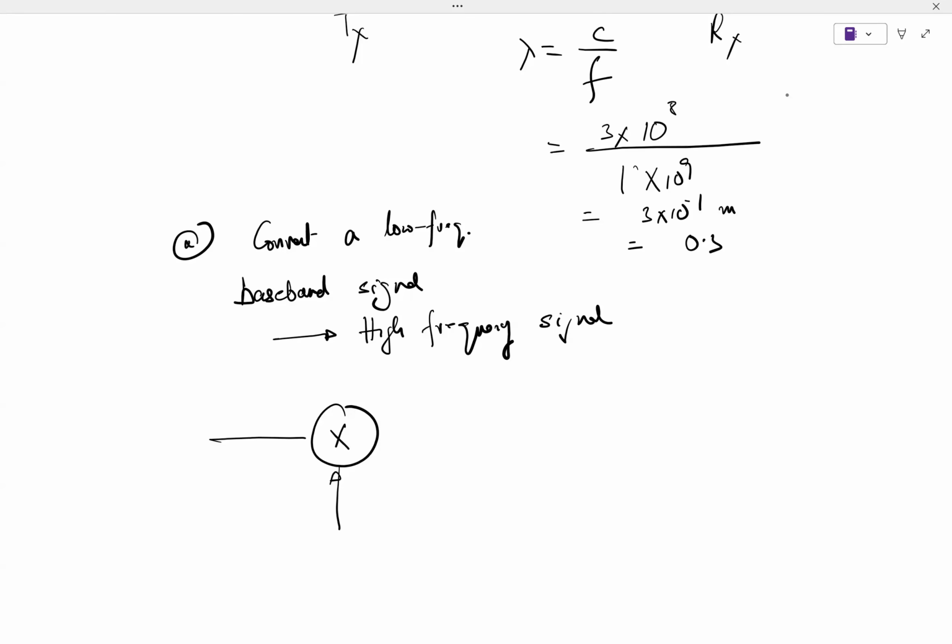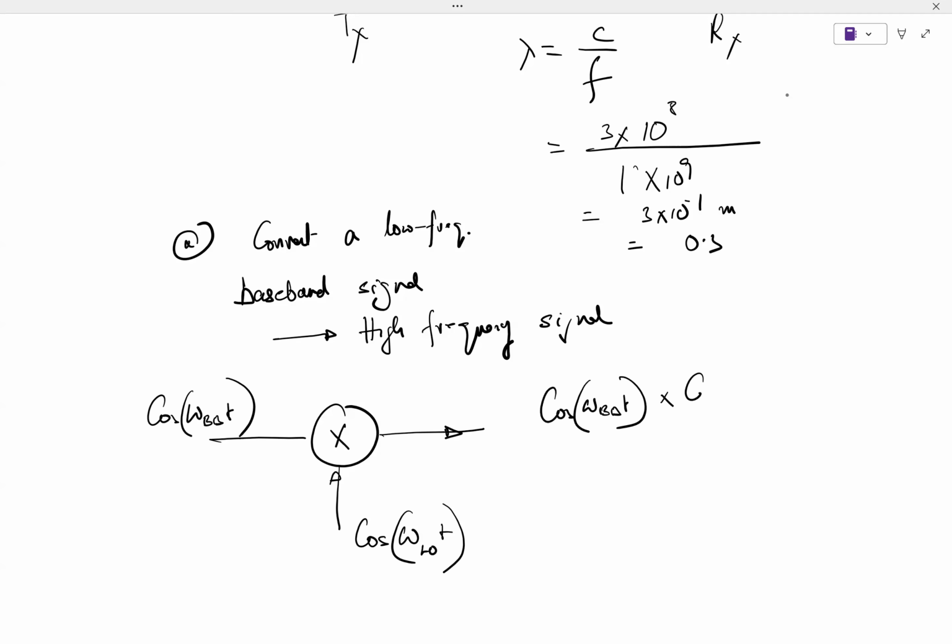multiplying with any d of t, let me multiply it with cosine omega LO. I will let you know why we call it LO in a while. And let's say this I call cosine omega BB, that is baseband, times t. So your output will now become cosine omega BB t times cosine omega LO t. And for the time being, assume that omega LO is much greater than omega BB. Okay, so this I can break down into cosine of (omega LO plus omega BB) t plus cosine of (omega LO minus omega BB) t.